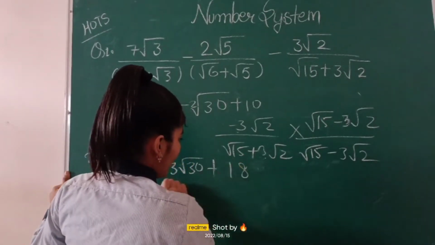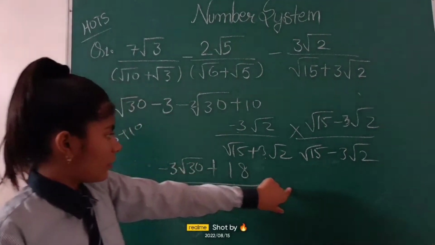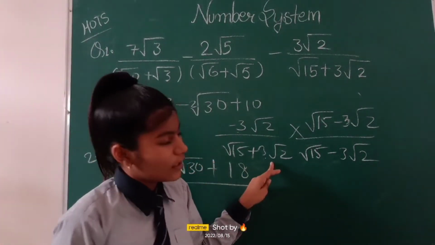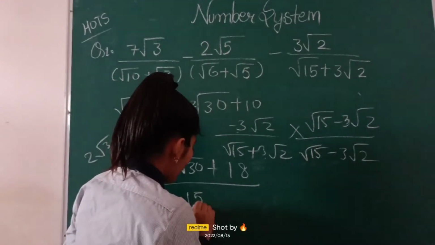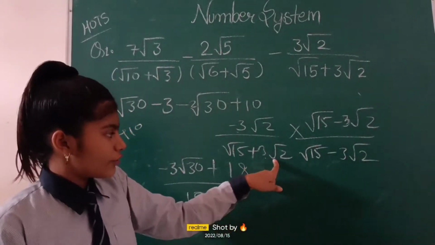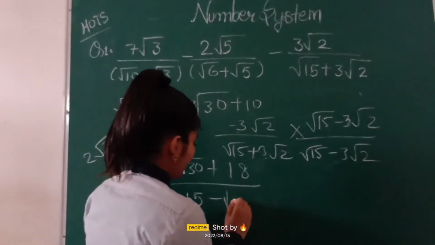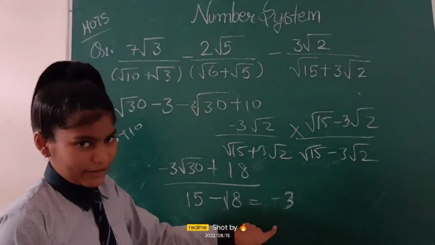This will be 18 upon (a plus b)(a minus b). Same identity is coming again and again. So what will we do? Under root 15 square minus 3 under root 2 the whole square means 15 minus, now 3 under root 2 square will be 9 into 2, 18. So it will be 18, which means minus 3 in the denominator. This will be minus 3, right?